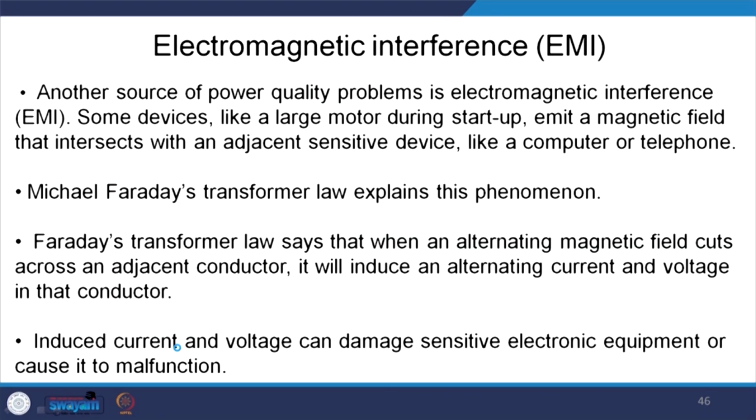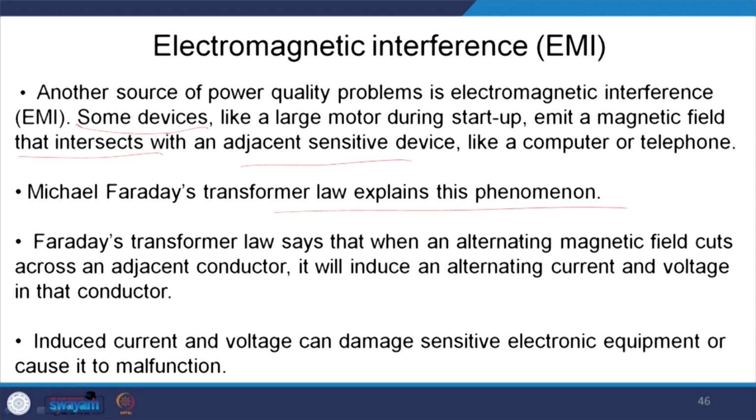So, another important entity is the electromagnetic interference, or EMI. Another source of the power quality problem is the electromagnetic interference. Some devices like large motors during startup emit electromagnetic fields and interact with the adjacent sensitive devices like computers, telephones, etc. Michael Faraday's transformer law explains this phenomenon very well. So, it is nothing new for us, but how to mitigate this problem, this is also a big challenge.